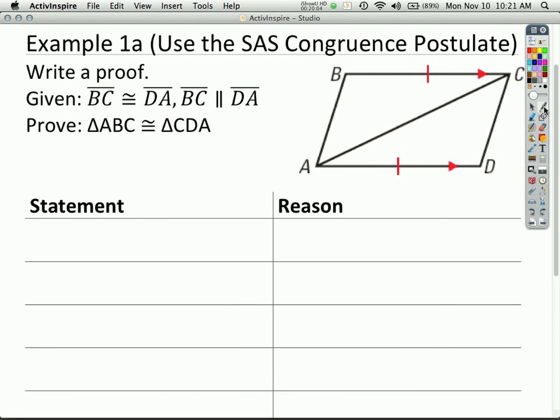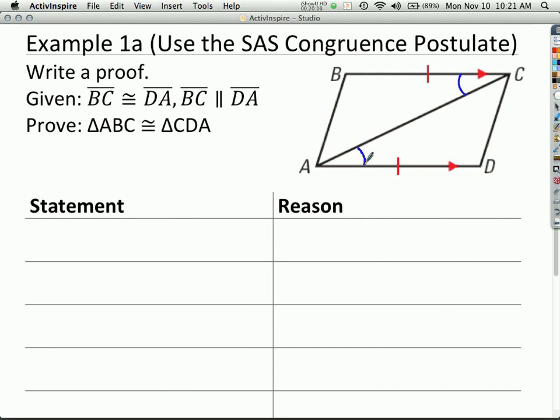Okay, so let's see what we came up with. And remember, we are trying to figure out a way to show this. Trying to figure out a way to show that. So what'd you come up with? All right, we'll start with Fung, and then we'll go to Jada. What'd you come up with? Alternate interior angles.